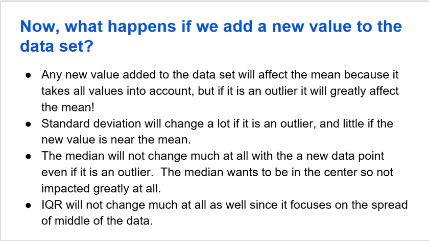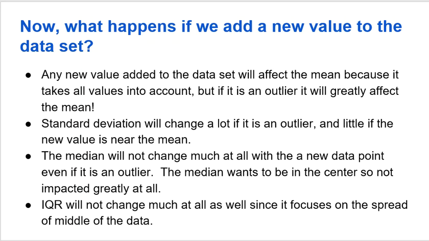All right, now let's talk about that second way that you can transform data. This is by adding a new value or maybe changing one of your values. Now, any new value added to the data set will affect the mean, because the mean takes everybody into account. But if that value is an outlier, it's going to affect it more.